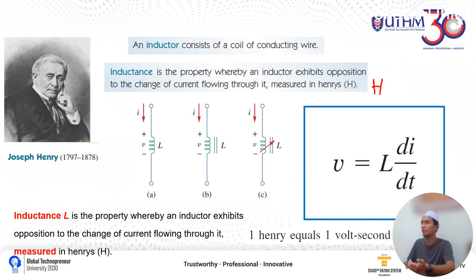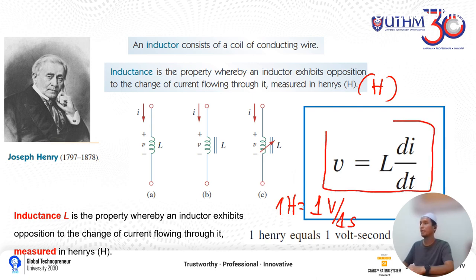So the person who founded it is Joseph Henry, and we can say that one Henry is equal to 1 volt per second. Yeah? So 1 Henry is equal to 1 volt per 1 second. Yeah? So this is the main equation that relates the inductor to current and voltage. Yeah? Where the voltage is equal to inductance times the change of current over the change of time. Yeah?